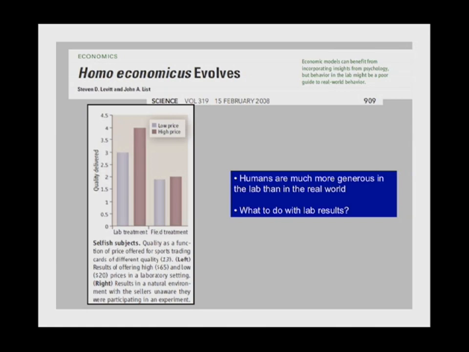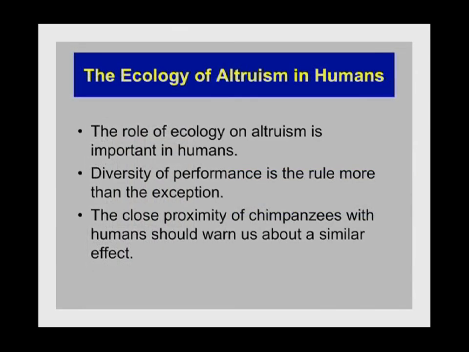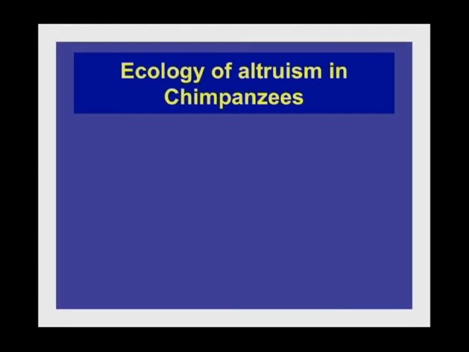So there is obviously a problem when you want to compare that. What I wanted to say with those two examples, and I have many more, is that in humans there is a strong case that ecology plays a very important role in our tendency to cooperate or to be altruistic. And since we all know chimpanzees are our closest living relatives, what we observe about the importance of ecology in the expression of altruism in humans may have a similar effect in chimpanzees.